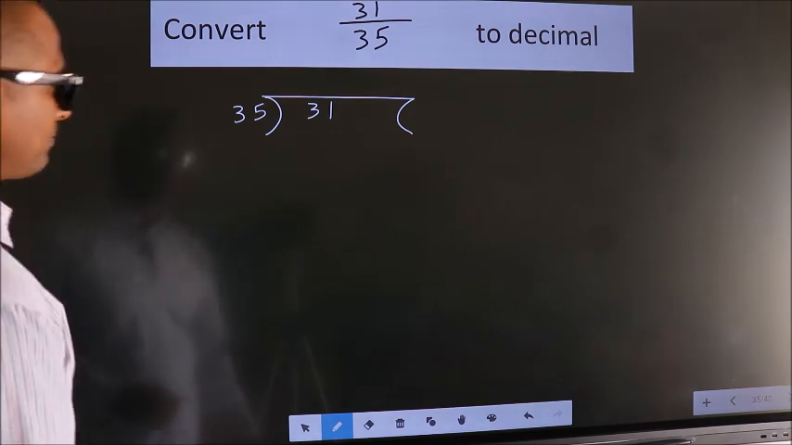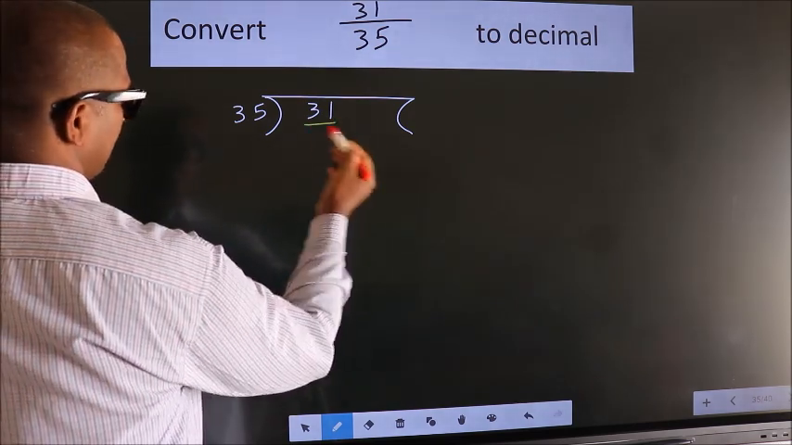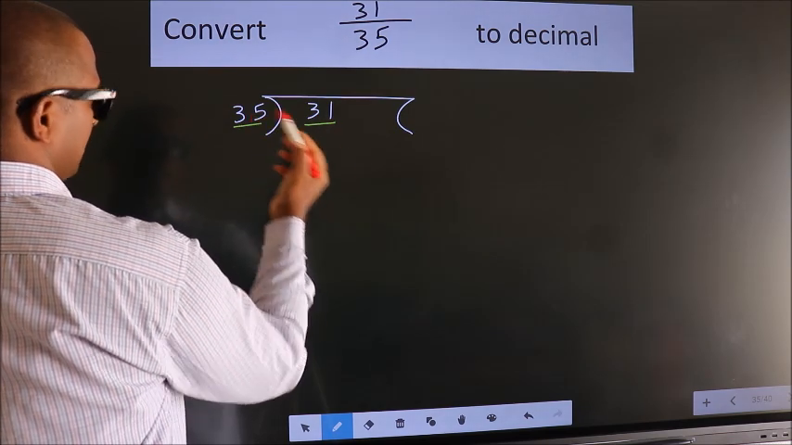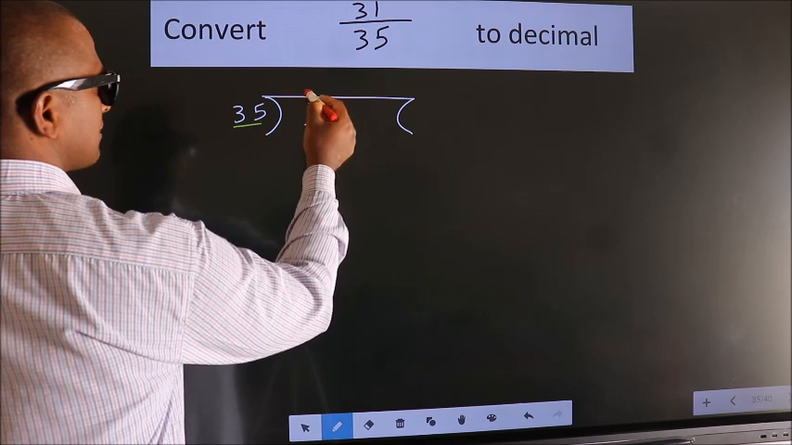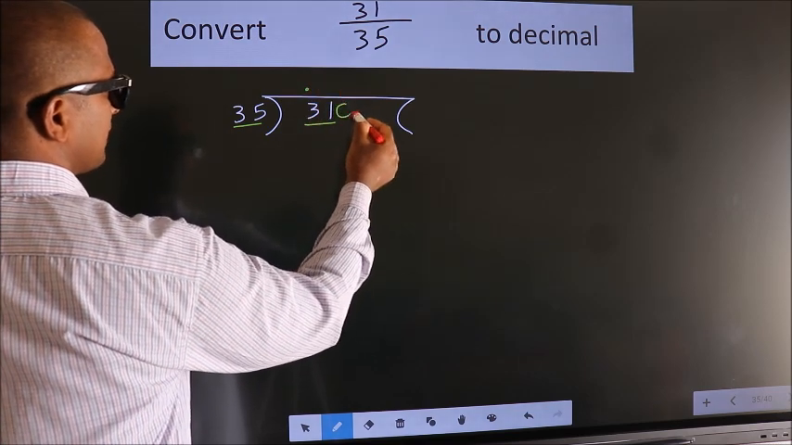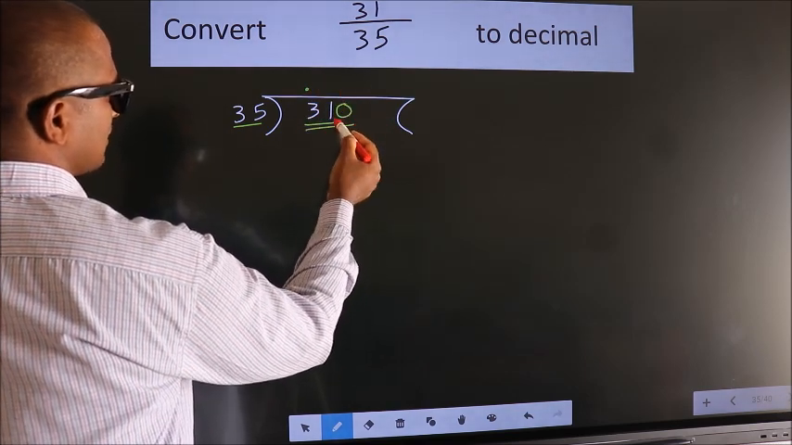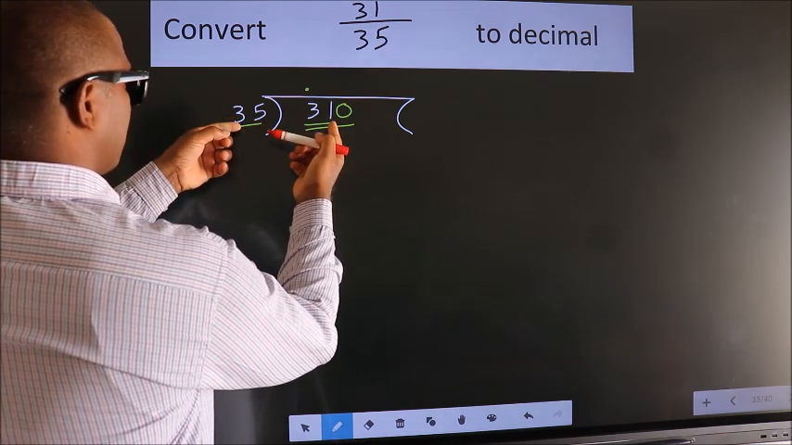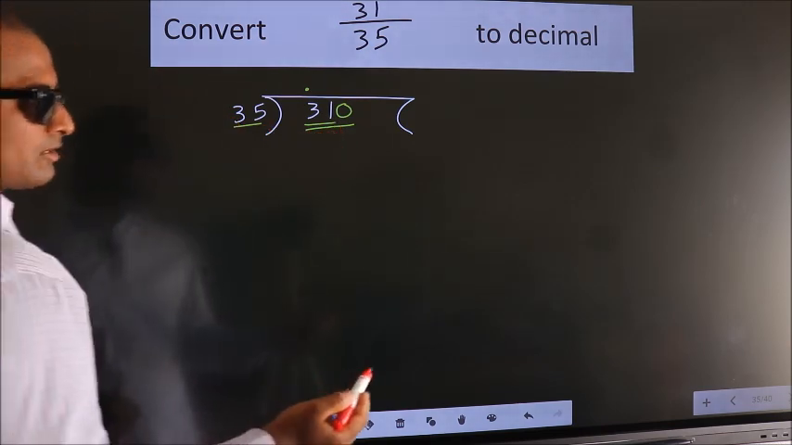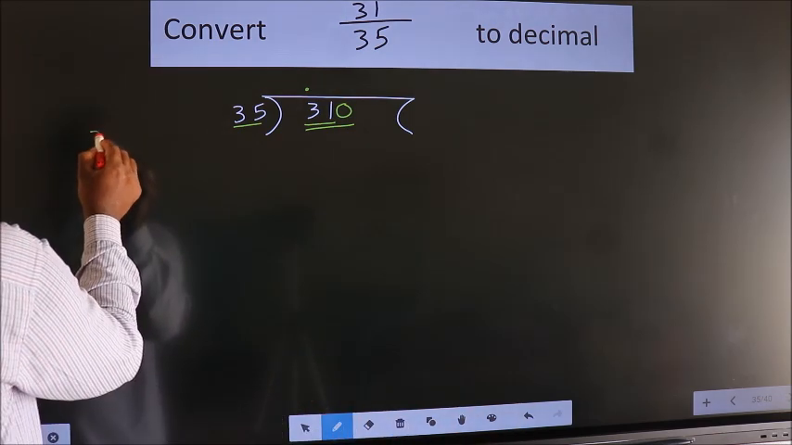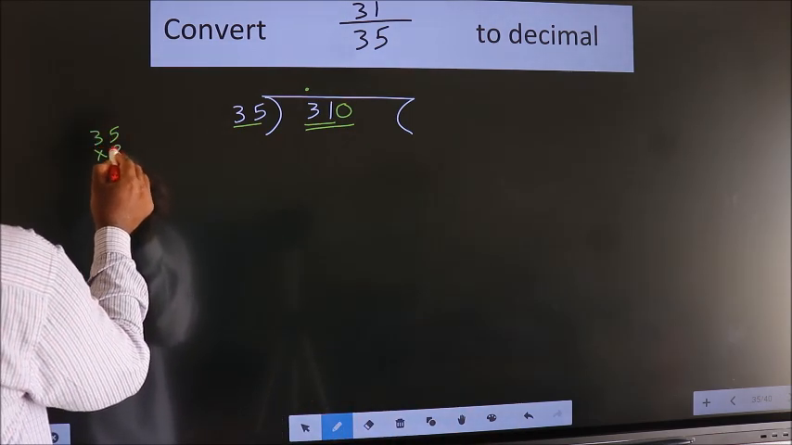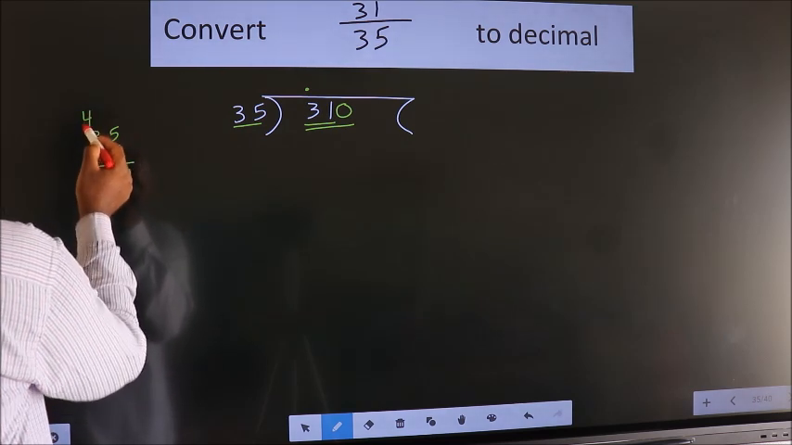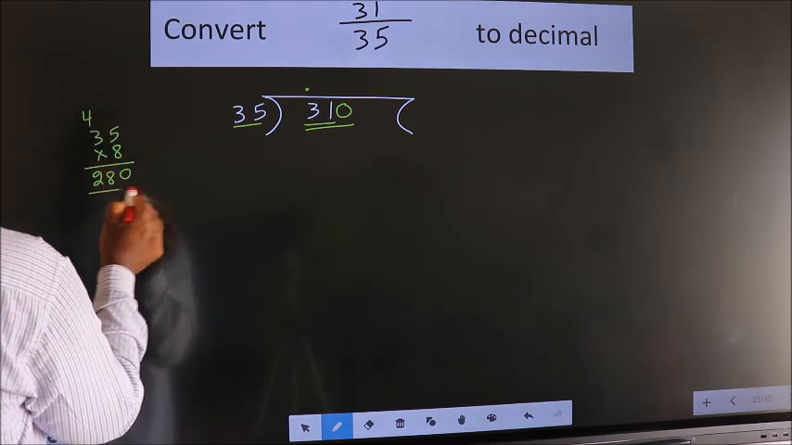Next, here we have 31, here 35. 31 is smaller than 35. So what we should do is, we should put a dot here, take 0 here. So 310. A number close to 310 in the 35 table is, let us go with 8. So 35 8 times: 8 5s 40, 0 4, 8 3s 24 plus 4, 28.